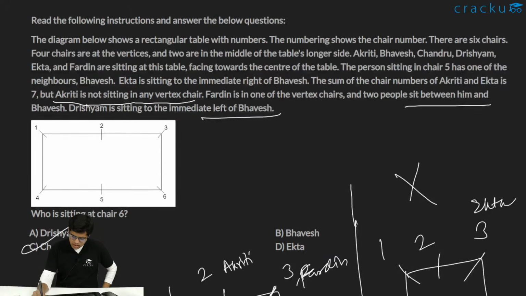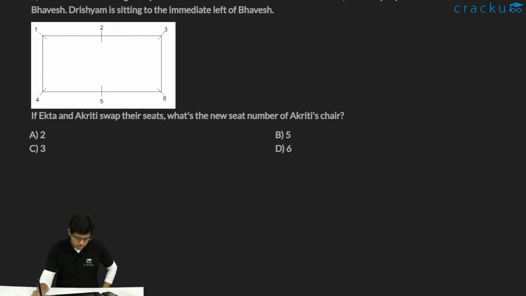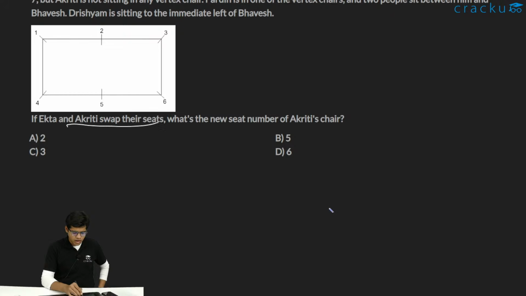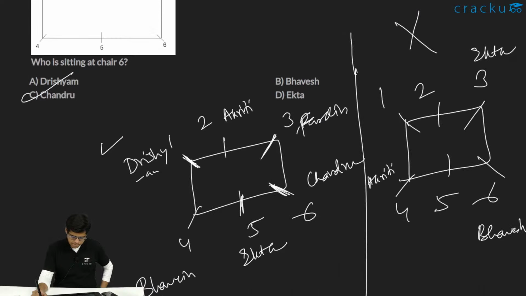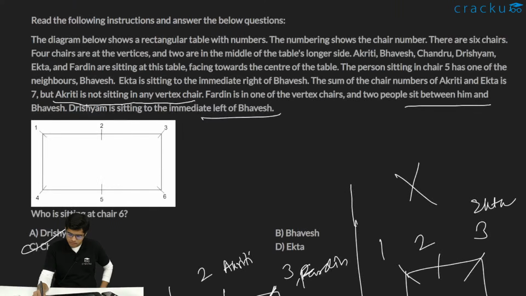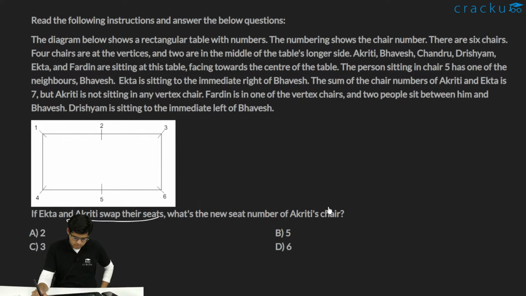And in the next question, Ekta and Akriti are swapping their seats, so Akriti will sit in seat number 5. Yeah, the correct answer is option B.